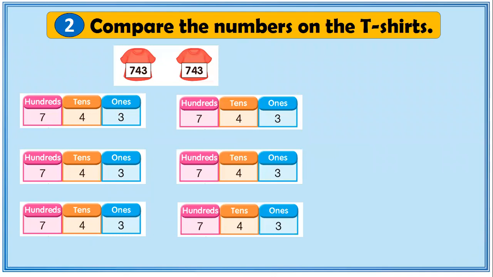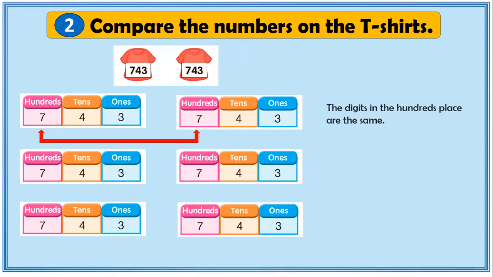Okay, next, let us have example number 2. Compare the numbers on the t-shirts. So we have here 2 t-shirts. Okay, first, we need to compare the digits on the hundreds place. So as you can see, the digits in the hundreds place are the same. 7, and then on the other side, we also have 7.